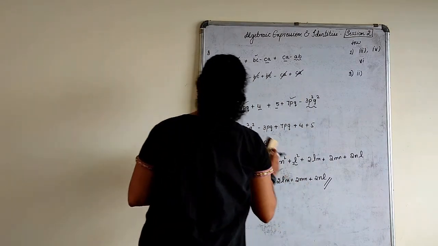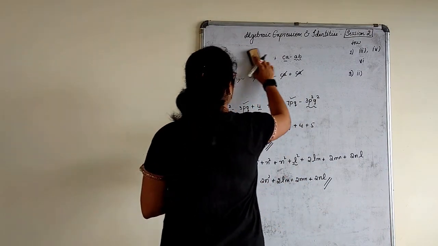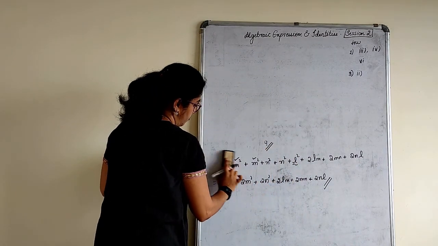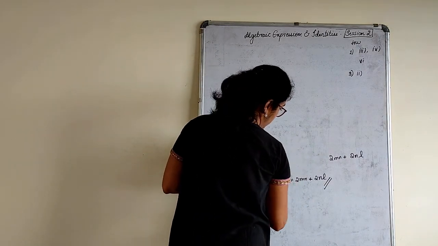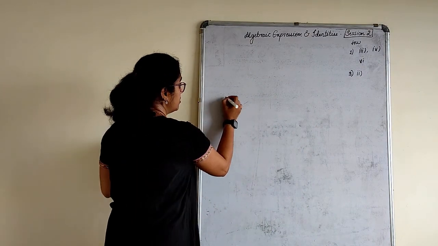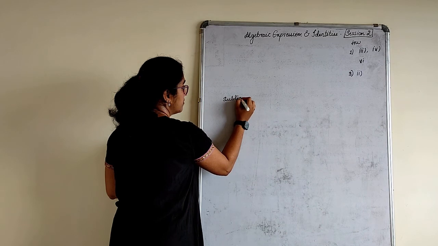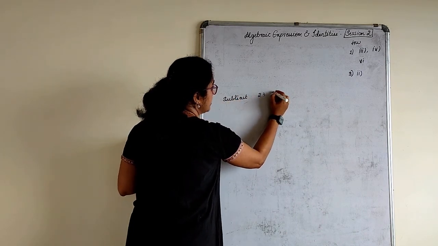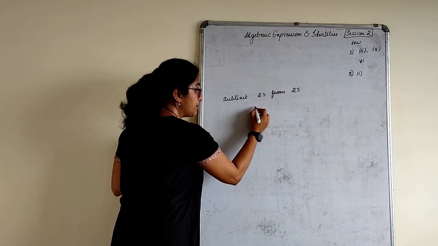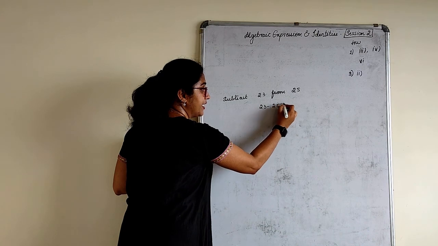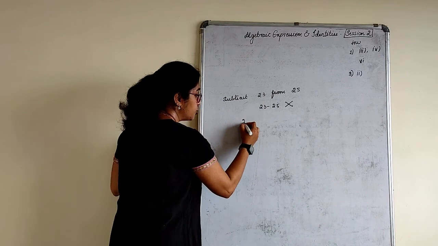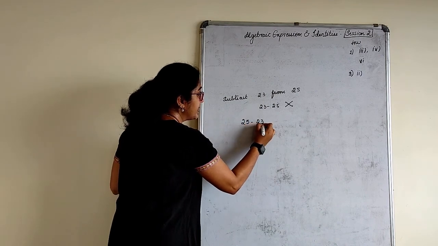Fourth main, subtract. Now when we talk about subtract, we need to be a bit careful in subtraction. If I ask you, subtract 23 from 25, how will you write? Will you write this as 23 minus 25? No, it is wrong. From 25, so this should be written 25 minus 23.